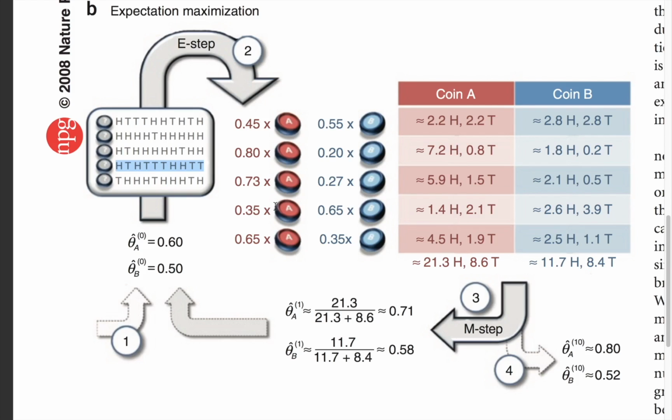Now let's put E (expectation) and M (maximization) together in one big example. You're looking now at a part of the paper that I mentioned in the beginning of this video.